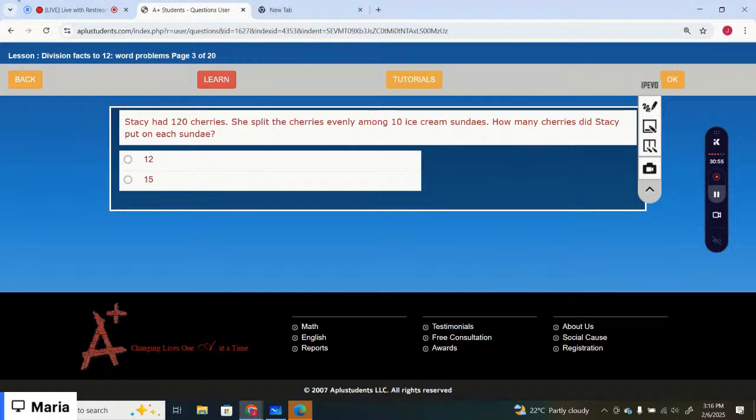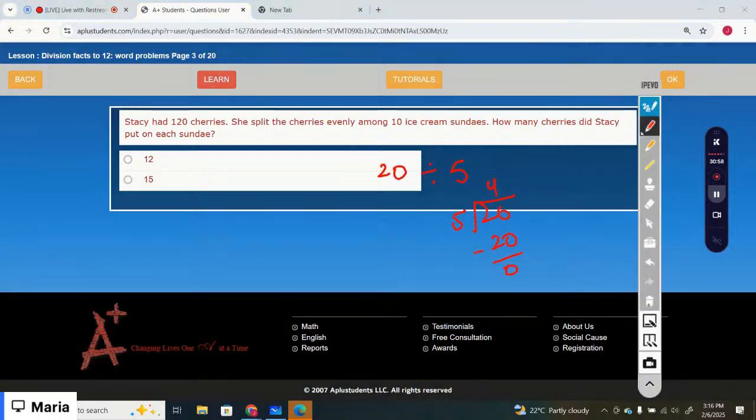120 cherries he is going to put on 10 ice creams. So on one ice cream, how many cherries is he going to put? 10 times 12 is 120. So that means on each sundae he is going to put 12 cherries. Option number 1 is the correct option, that is 12.